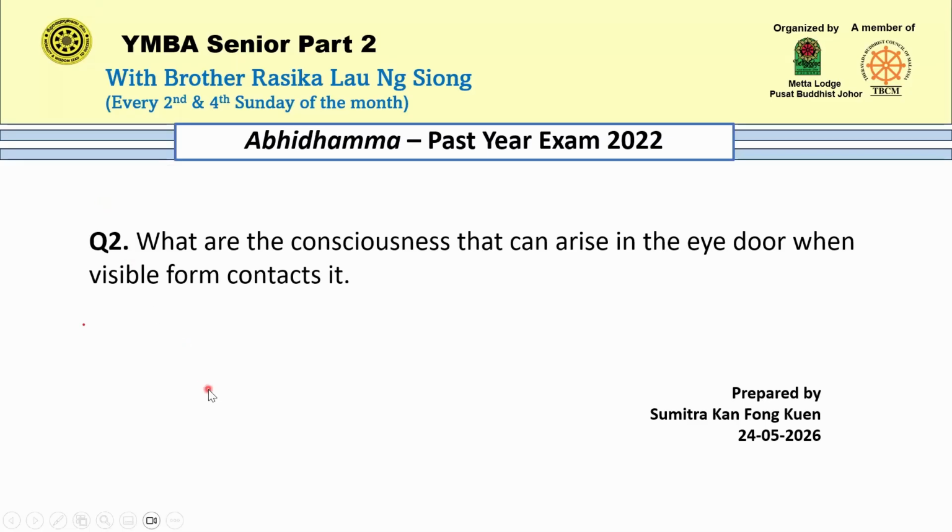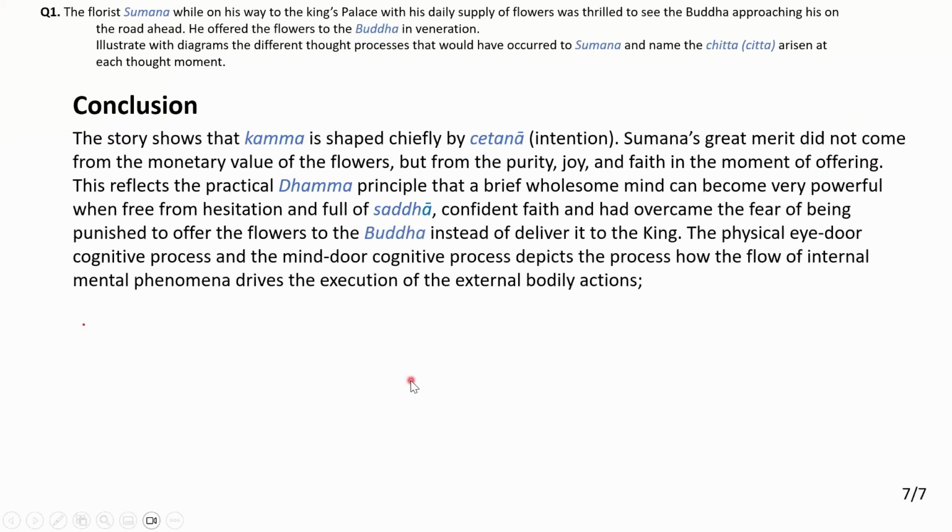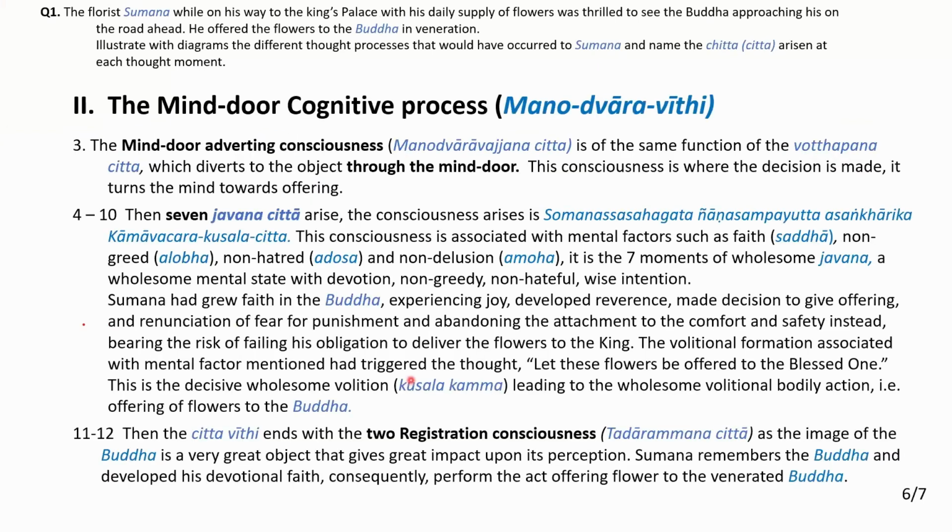Sister Sumitra, can you go back to your slide number 6? Your item number 3: in the Mano Dwara Vithi, the Mano Dwara Avajjana Citta does not perform the function of Votthapana. It functions as Avajjana. Oh, I see. Sorry, don't mix it up. Okay, I'll correct that.